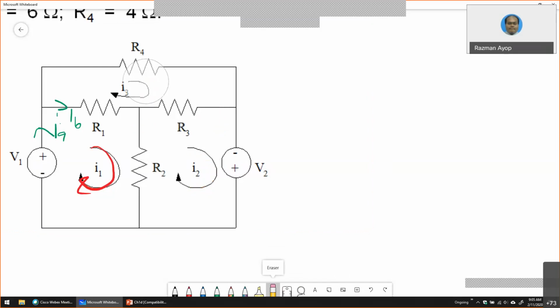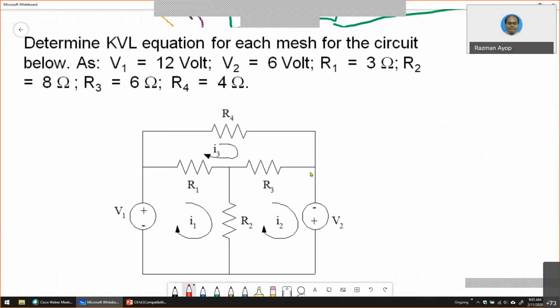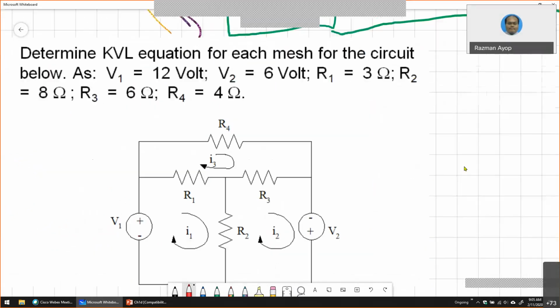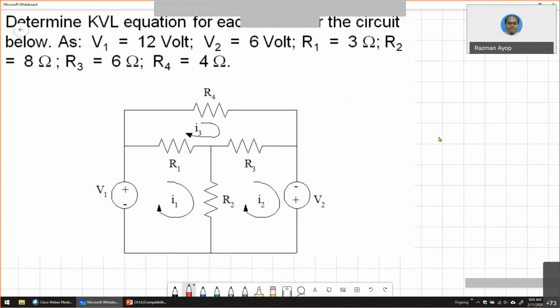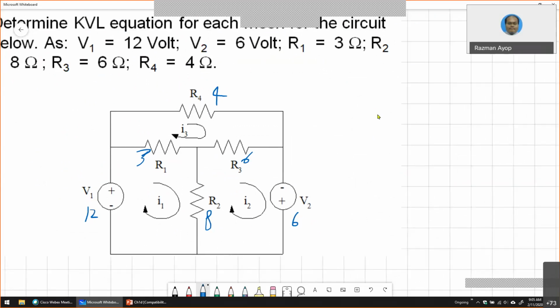Okay, let me delete this. So how to do mesh analysis? First, if you look here, just put the values first: V1 is 12, V2 is 6, R1 is 3, R2 is 8, R3 is 6, and R4 is 4. So what to do first?